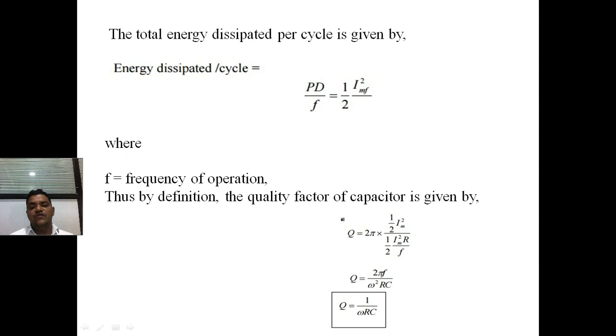Thus by the definition of the quality factor for the capacitor, it is given by 2 pi into the energy stored per cycle upon the energy dissipated per cycle, which is 1 upon 2 Im square upon omega square C divided by 1 upon 2 Im square R upon f. So here also Im square gets cancelled out, 1 by 2 is again cancelled out, and only 2 pi f upon omega square RC remains. So 2 pi f is equal to omega, hence omega square and omega get cancelled, and only one omega remains. So the quality factor Q is equal to 1 upon omega RC.